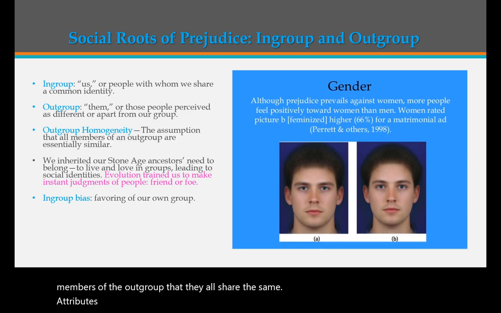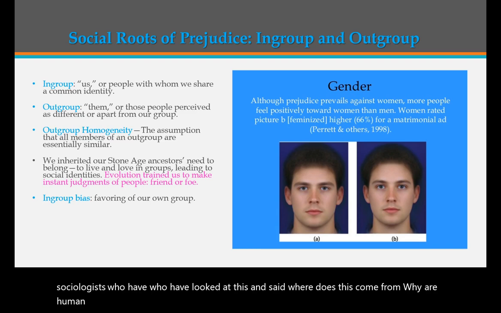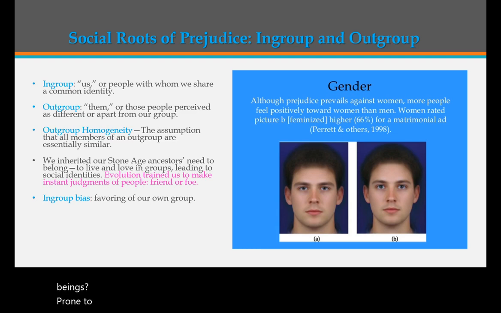So we have some evolutionary psychologists and probably some evolutionary sociologists too who have looked at this and said, where does this come from? Why are human beings prone to use stereotypes, to be prejudiced?